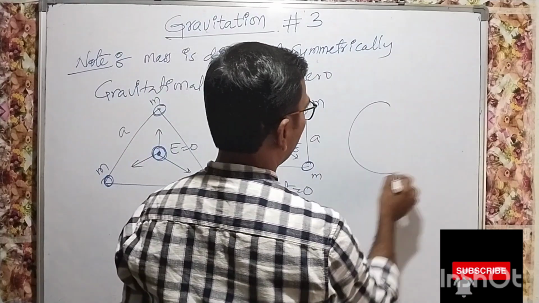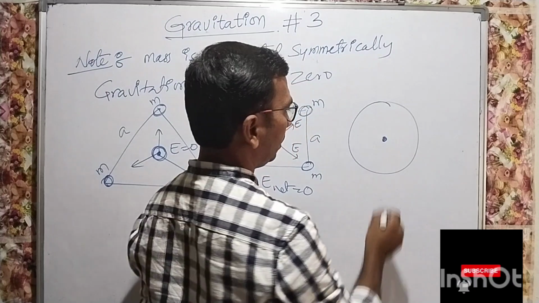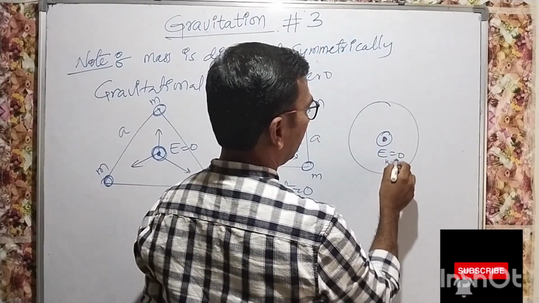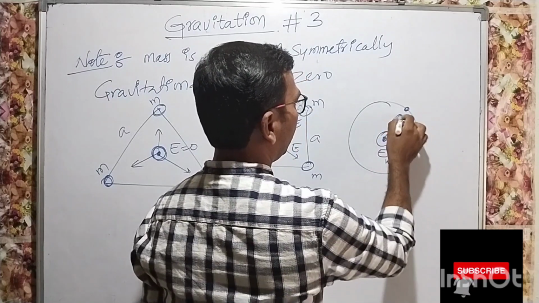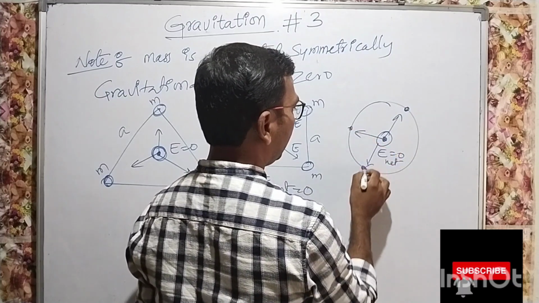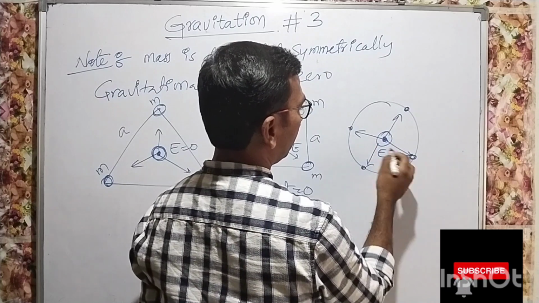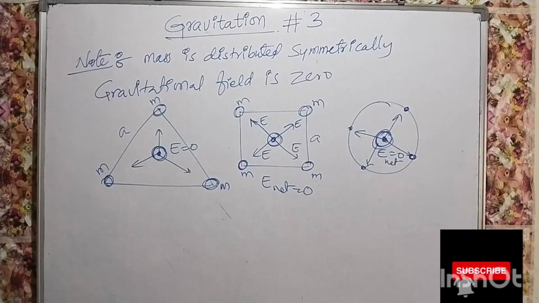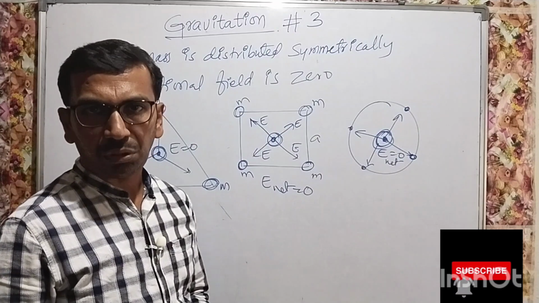Similarly, you can consider a circle. At the center, the gravitational field is equal to 0. Suppose here a small mass, the gravitational field is in this direction; here a small mass, in this direction. Like that, you can consider small masses and the field acts in the respective directions. The gravitational field at the center is equal to 0. So if mass is distributed symmetrically, the gravitational field is 0 at the center.